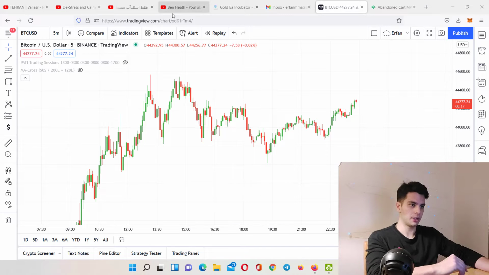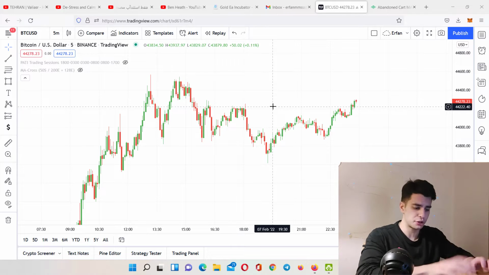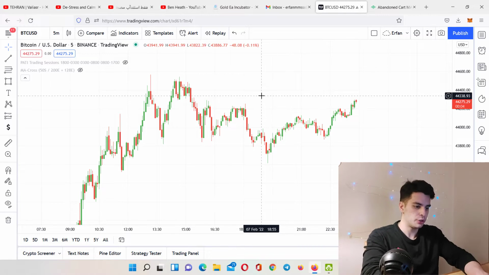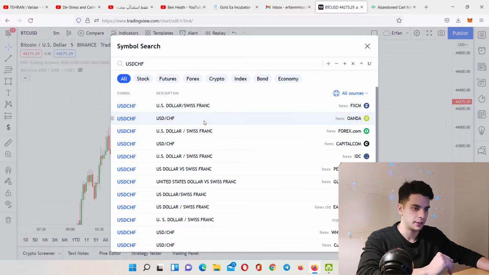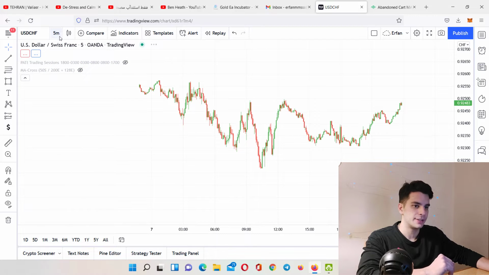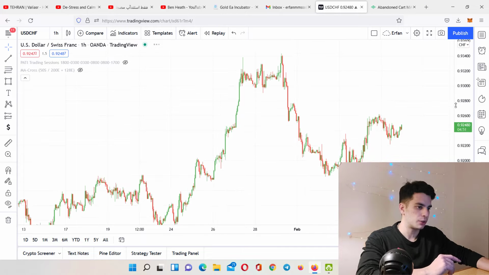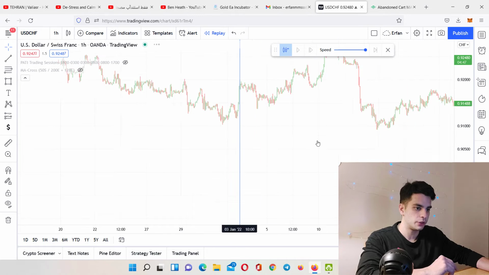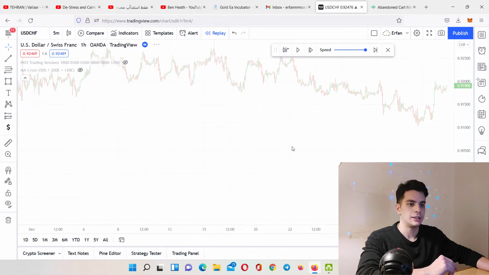But if I wanna go for something else, for example, I go for USD Swiss franc. USD Swiss franc is the one that I never trade. It's been forever that I haven't traded this pair, and I'm going to backtest it in front of your eyes. Okay, so the first thing I do is going to 1 hour time frame, and then I go very far, all the way to here, and then I switch it to 5 minutes, and then I backtest it in front of you.